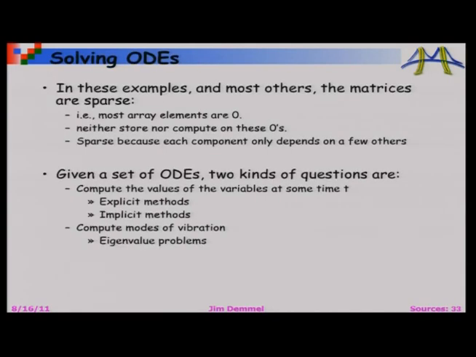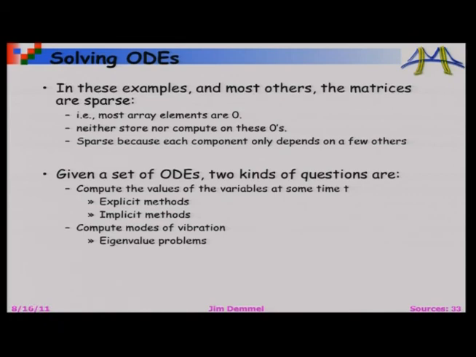Okay, so in all these examples, and most others, the matrices are sparse. That means almost all the entries are 0, and we don't want to store those zeros, and we don't want to compute on them. And why are they sparse? It's because in a physical system, each component only depends on a few neighbors in some sense, and that corresponds to the few non-zeros in the matrix. So the question is, how do I take advantage of that sparsity structure to write down an algorithm? And what are the common features of how I parallelize it?